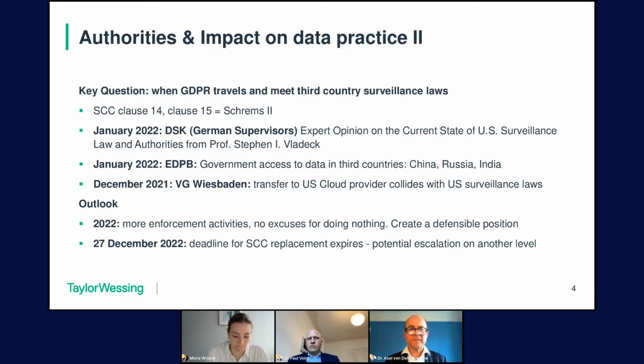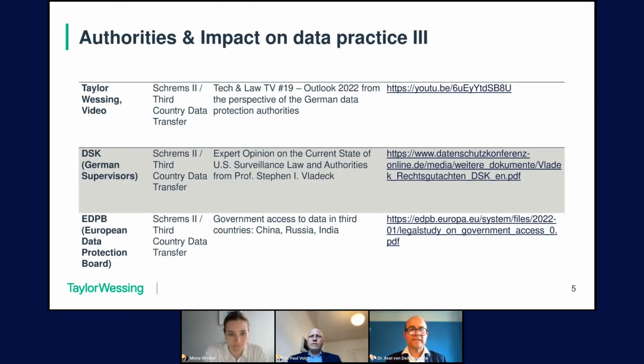One last bit here. 2 things actually. The other document I would like to draw your attention to is also from the European Data Protection Board, and they did the same like the German authorities on the US. They did for Russia, China, and India, and guess what? The result is all very complex too.